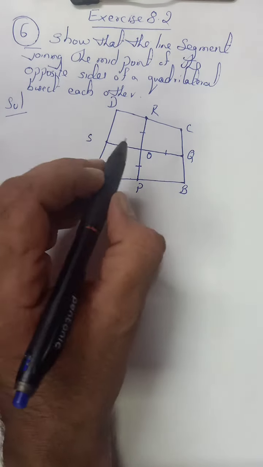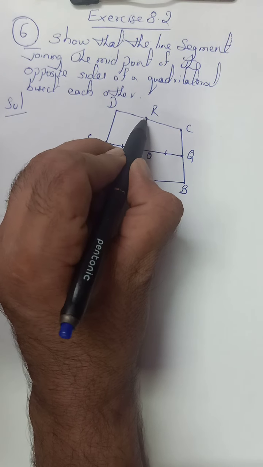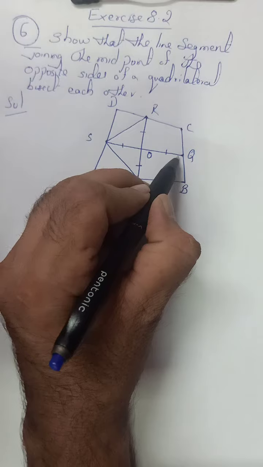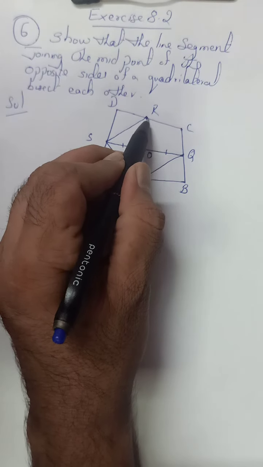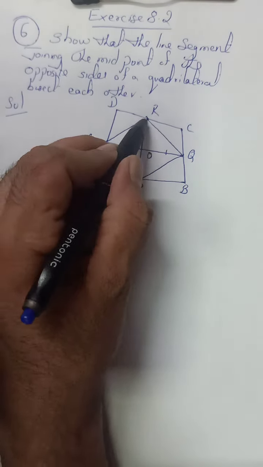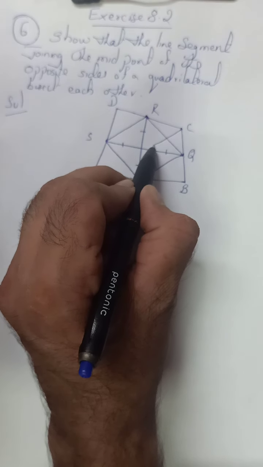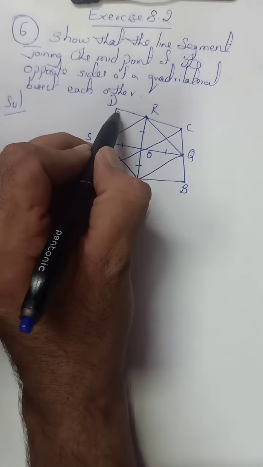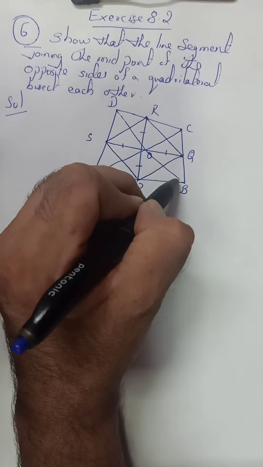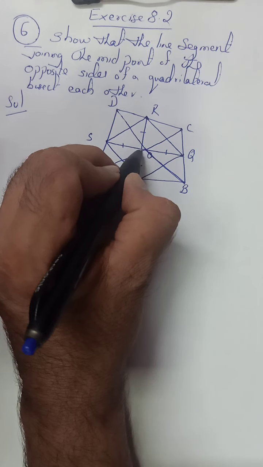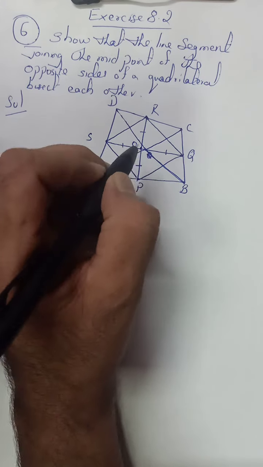Clear? Now I'll do the construction. So what I'll do is I'll join like this. That means I'll draw one quadrilateral, that is PQRS. ठीक है? And I'll draw the diagonals of this quadrilateral ABCD also. I'll join this and I'll join this also. Sorry, like this. Clear? Now here they meet. I'll mark this as O.